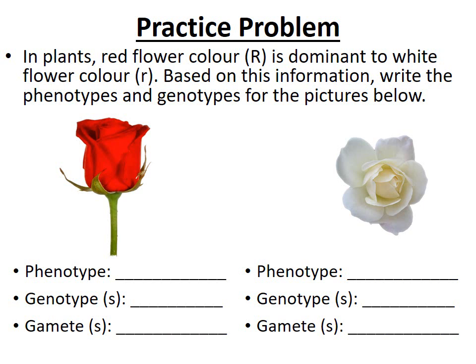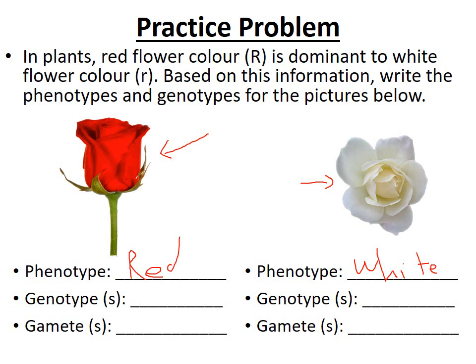Here's another example. In plants, red flower color is dominant to white flower color. Based on this information, write the phenotypes and genotypes in the pictures below. So we have our red flower color. That's our phenotype, red. Our white flower color, that's our phenotype, white. The expression of the trait, the way it looks.